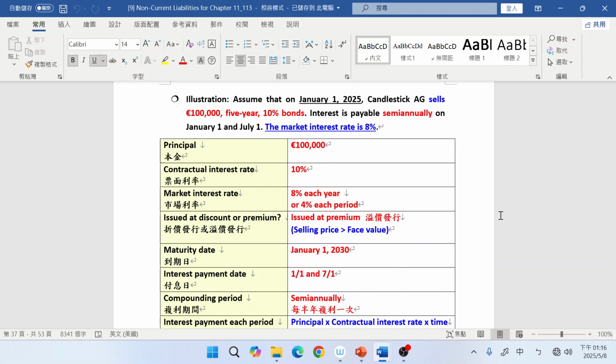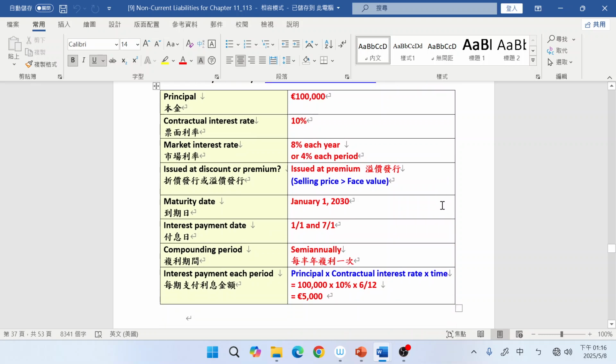Your note on page 37, when we talk about the case, what's the case? Issue at premium, 溢价发行. Don't forget, what's your first step? Look at your promises. What's your promises? After you understand your promises, then we use the promises to borrow money from creditors. So first thing, understand what are your promises.